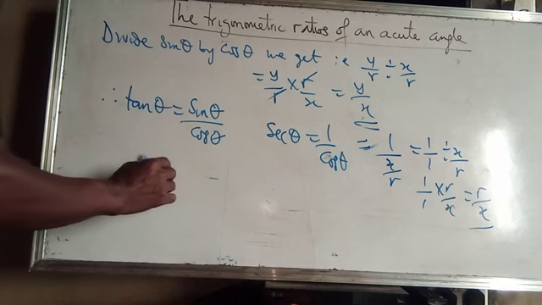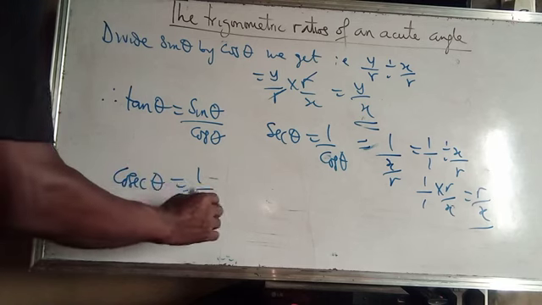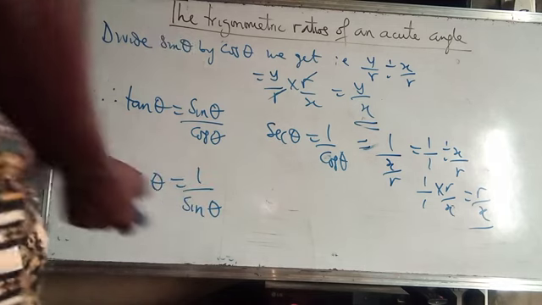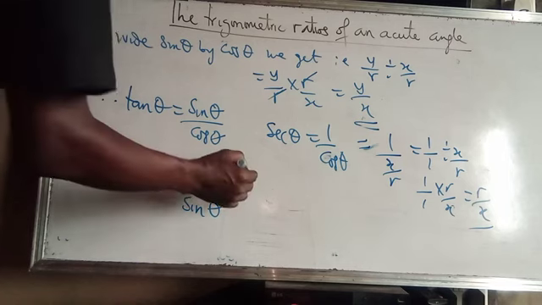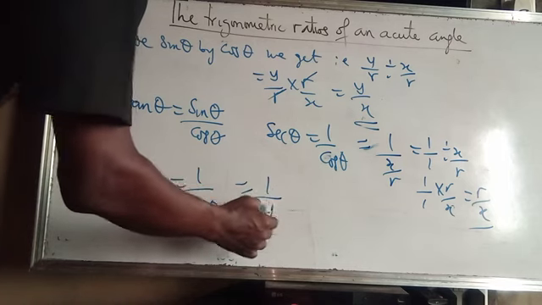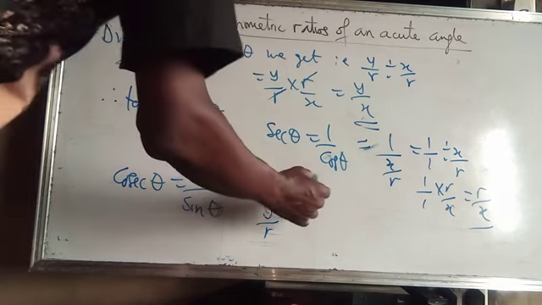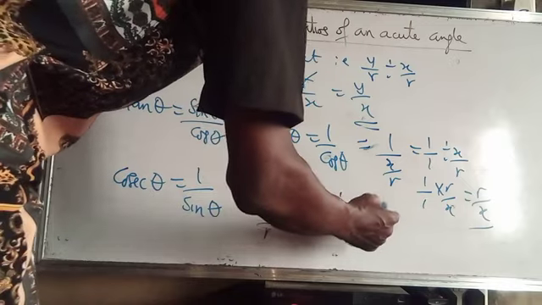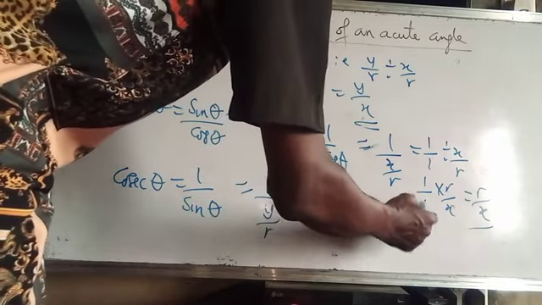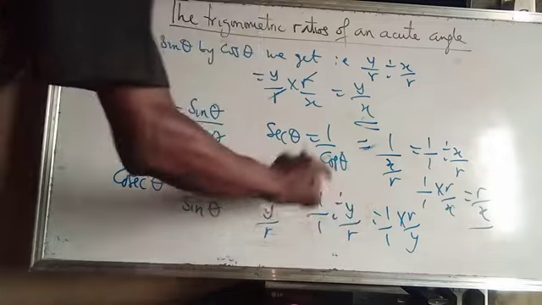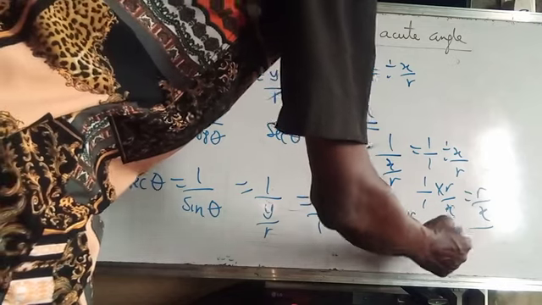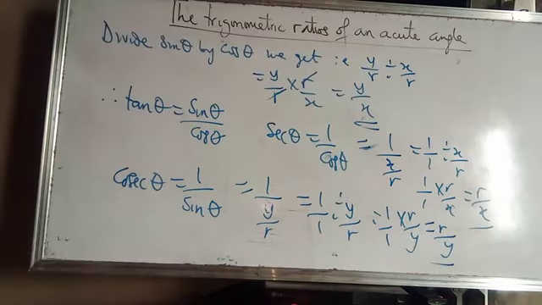Now cosec theta will be 1 over sine theta. That is, cosec theta is the inverse of sine theta, and sec theta is the inverse of cos theta. So this will be 1 over y over r, which is 1 times r over y, when you change division to multiplication. This will give us r over y. So we have gotten that.